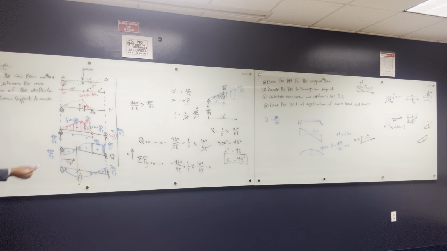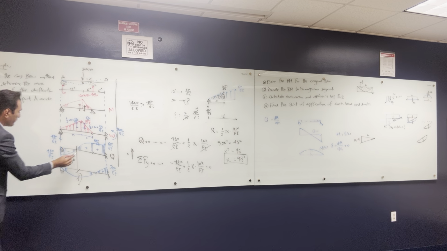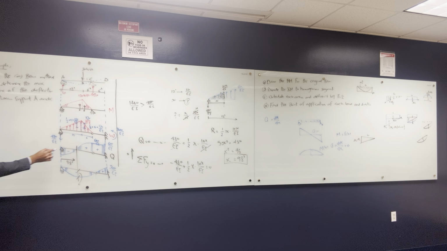So what I want to do is get the value of this. I'm going to take the moment at this location. Let's call this point C. We need to find the sum of the moment at C, which is at x equal to 9.8 feet. How can I get it? I'm going to say the positive is going this way. That's the positive moment.